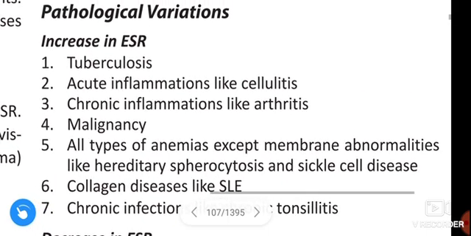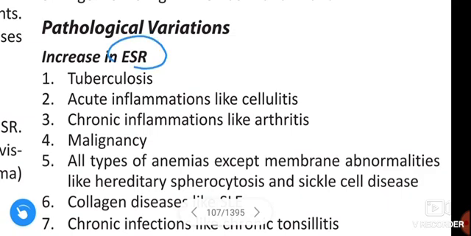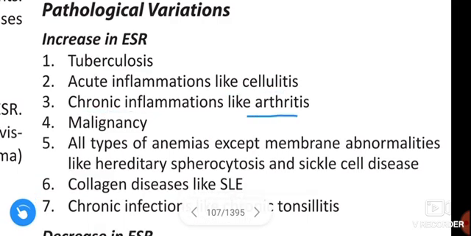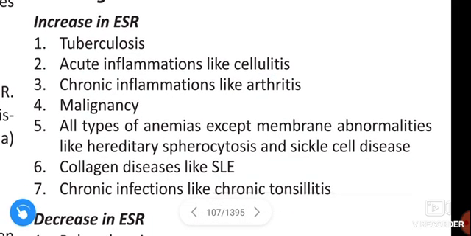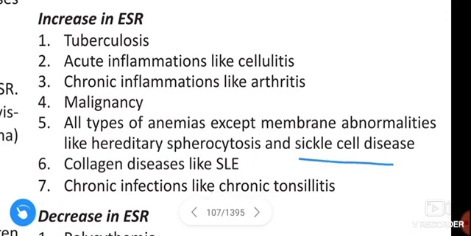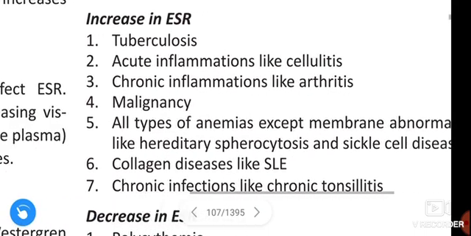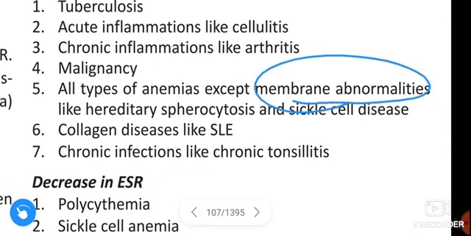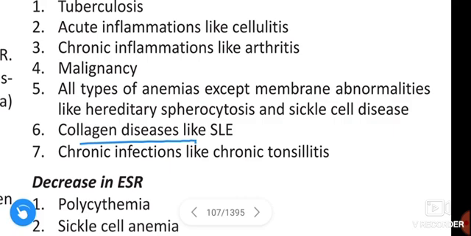See once again, what are the pathological variations that increase the erythrocyte sedimentation rate? Tuberculosis, acute inflammations like cellulitis, chronic inflammations like arthritis, malignancy, all types of anemias except membrane abnormalities like hereditary spherocytosis and sickle cell anemia. These both are membrane abnormalities. Also collagen diseases like SLE, and chronic inflammations like chronic tonsillitis.